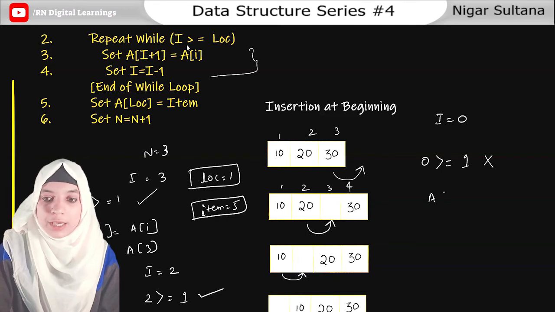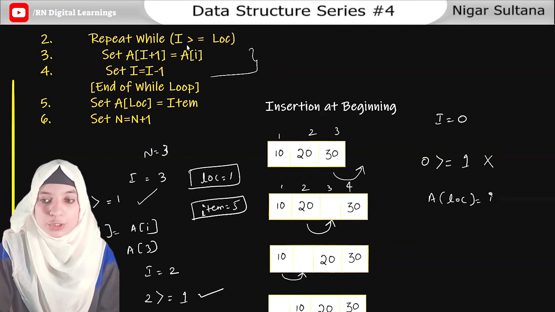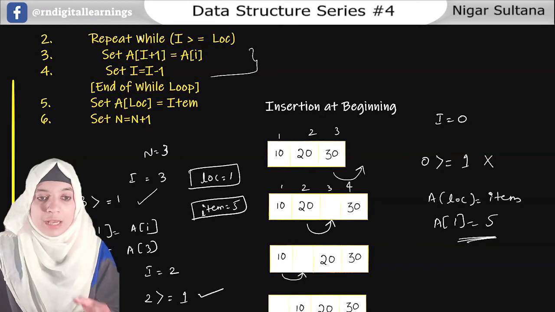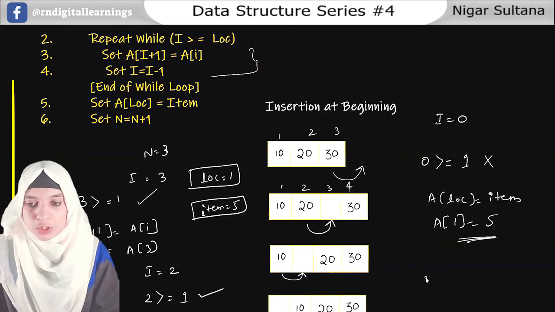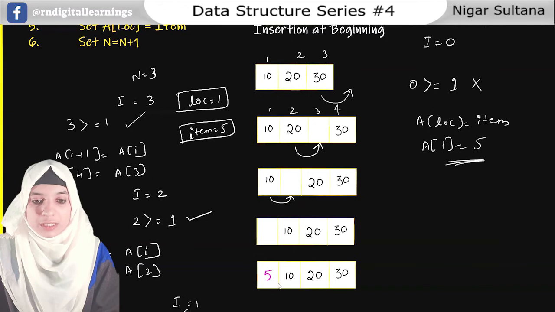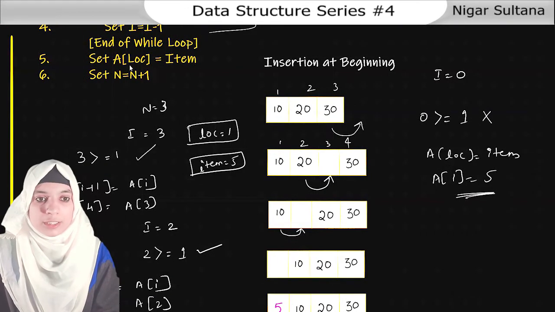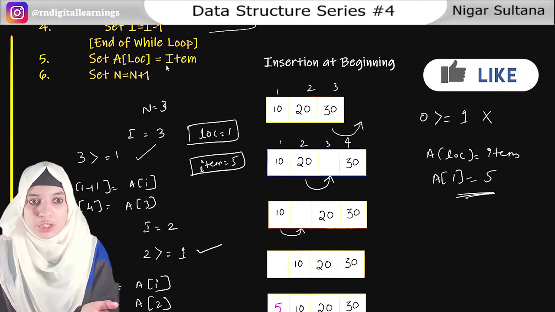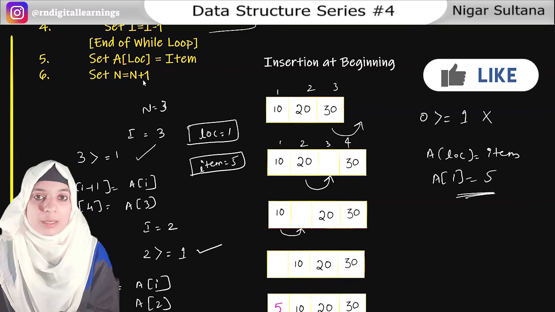So what is A of location is equals to item. So location is 1. So at A of 1, I must place the item that is 5. I need to give the value of 5 item in the place of A of 1. So now let's see. See, 5 is a new element we have inserted into an array. After initializing the value of item into the place of A of location, next step is I must increment the size of an array.